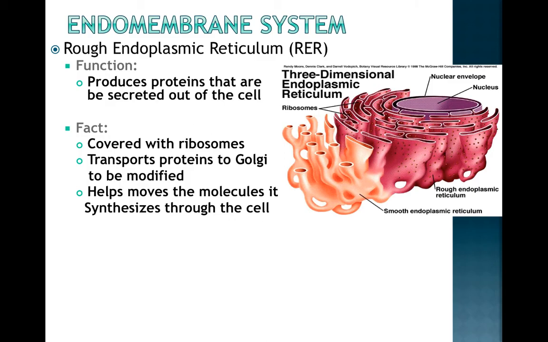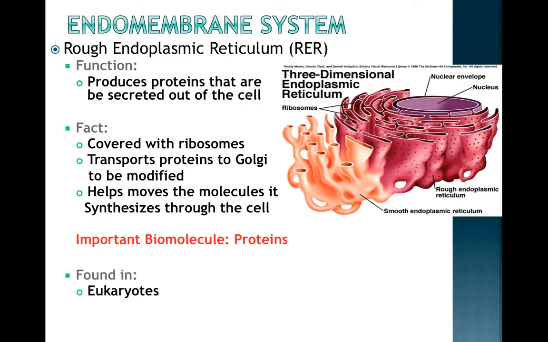All right, and this is also important. So you could put this under function actually. It's going to help move the molecules that it makes or synthesizes throughout the cell. So it's also kind of a little bit of a transport system inside of the cell. It's like a little highway. So it helps to move the molecules from one part of the cell to the other. And it's going to be found in eukaryotes only. Remember, not in bacteria. They don't have these.